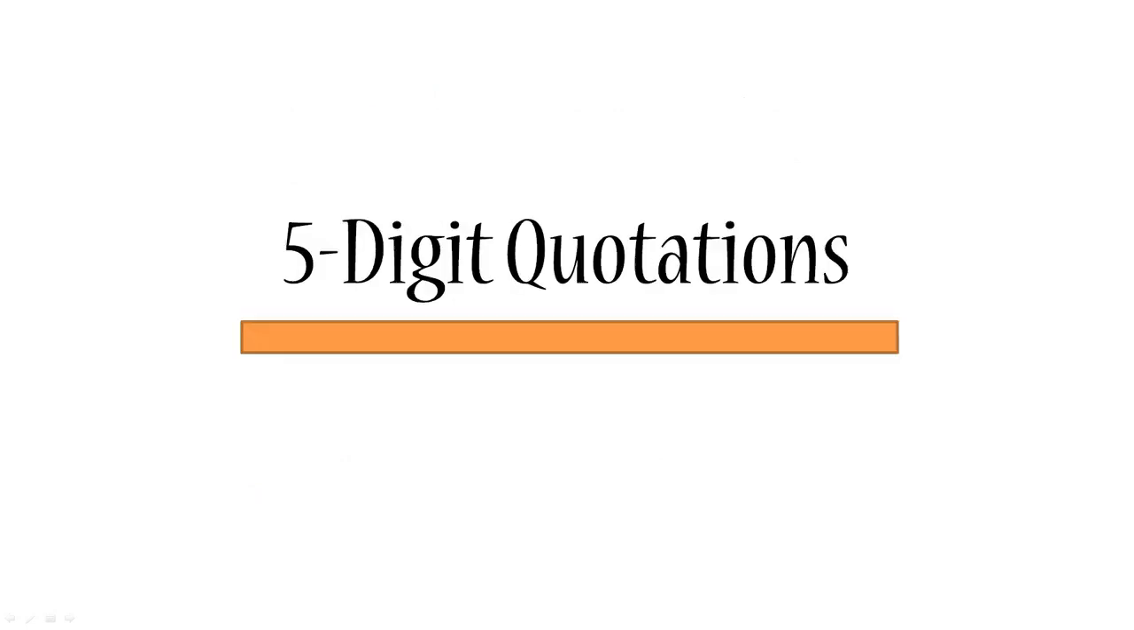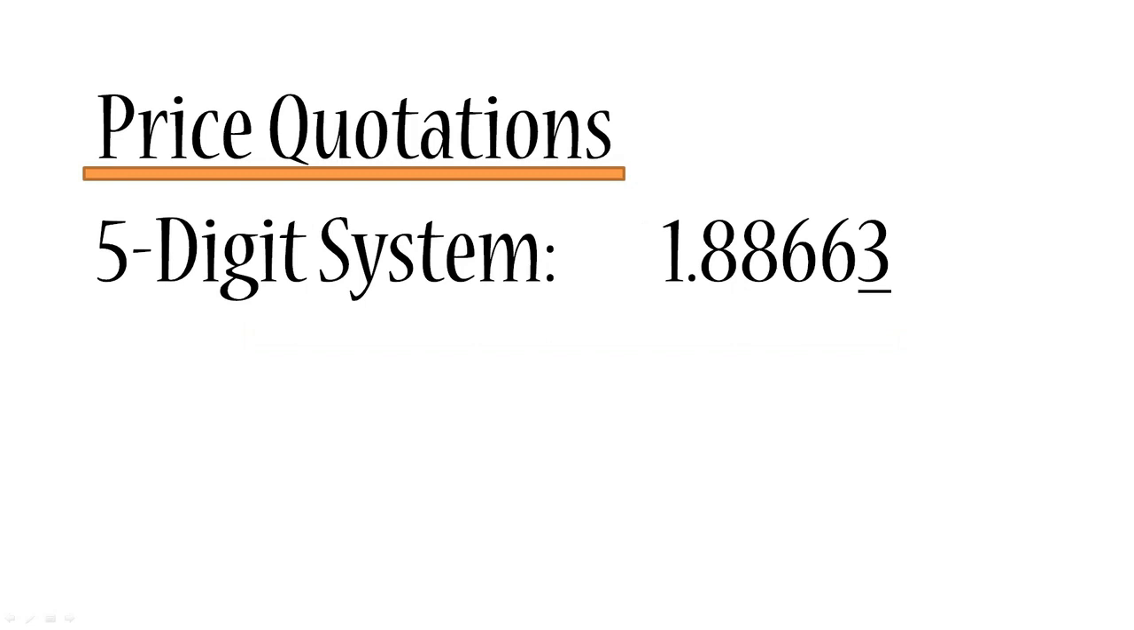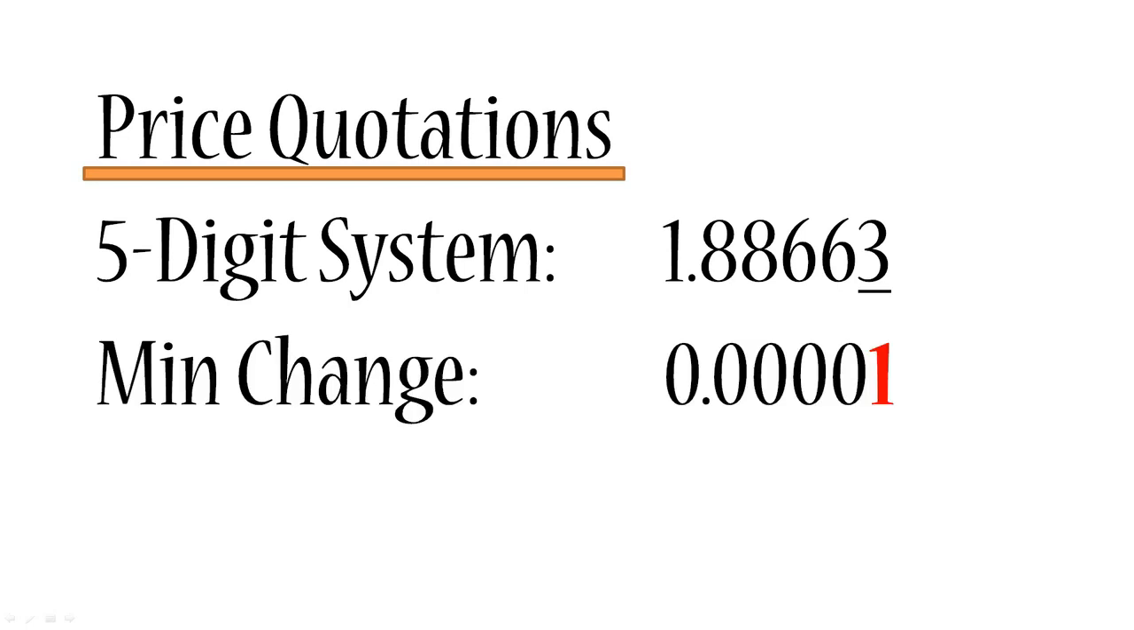5-digit quotations. So now we have got a new system in the forex market, and it has been around for several years now. The precision of price quotations is getting better, as now most brokers actually supply quotations in 5-digit mode. So here that quotation we are talking about is British pound Australian dollar 1.8866. Now it is actually more precise, and it's 1.88663.